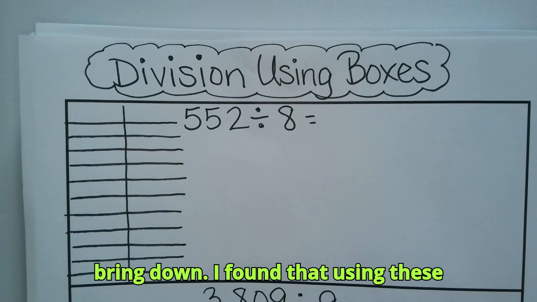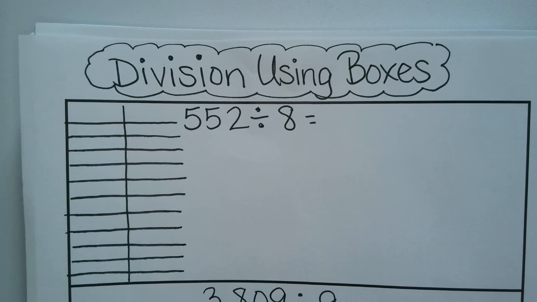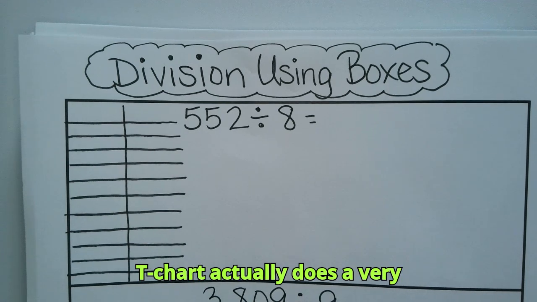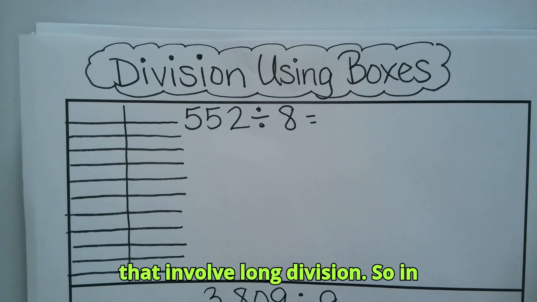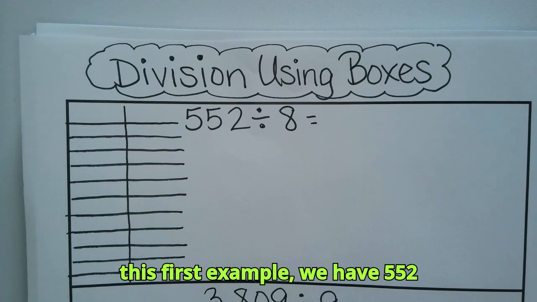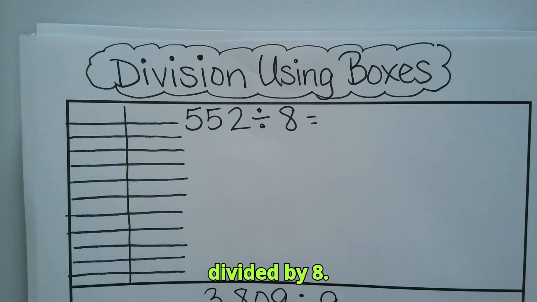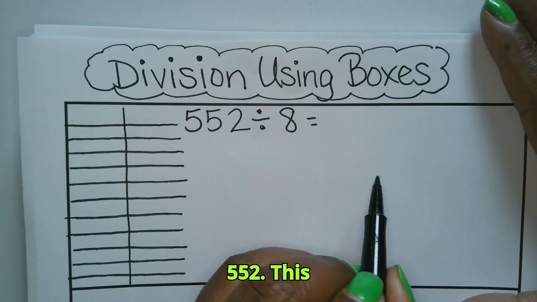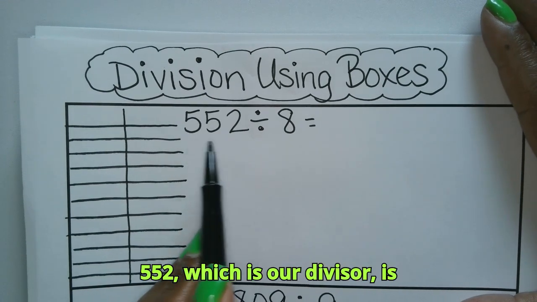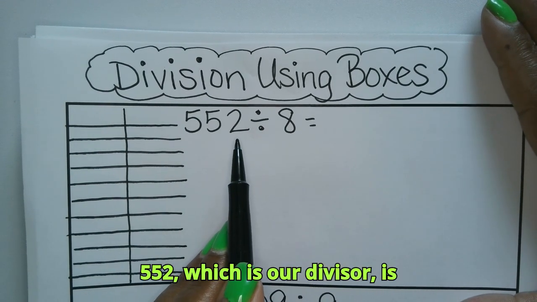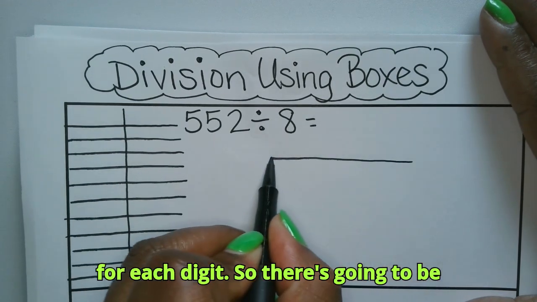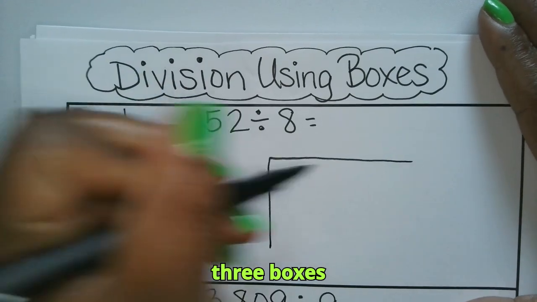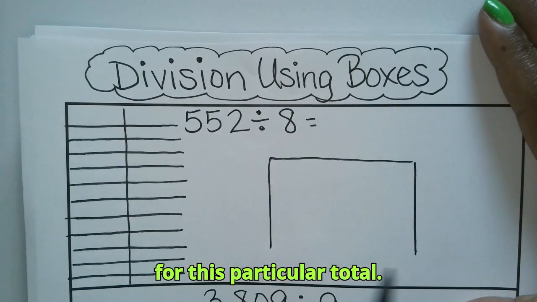I found that using these boxes, in addition to having the students make a multiplication T-chart, actually does a very good job of assisting them with problems that involve long division. So in this first example, we have 552 divided by 8. This 552 is going to be put into boxes for each digit. So there's going to be 3 boxes for this particular total.